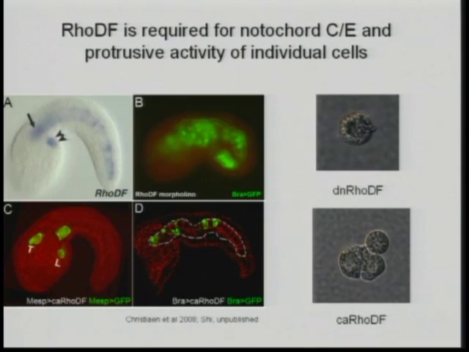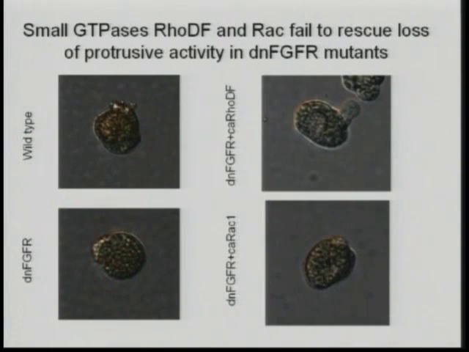But then the question is, is it RhoDF that's being regulated by either of these pathways, FGF or non-canonical Wnt PCP? These next few slides are mostly molecular epistasis tests. If you're not familiar with the idea, we're basically trying to put together components of two different pathways and see which one is more dominant over the other, trying to establish a cascade of gene activity.